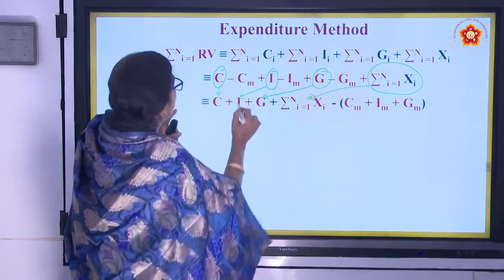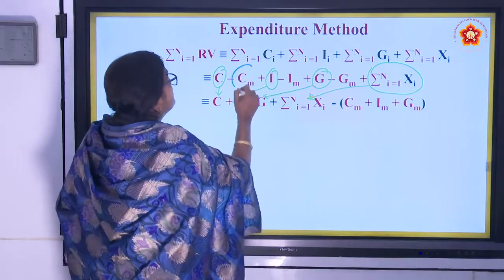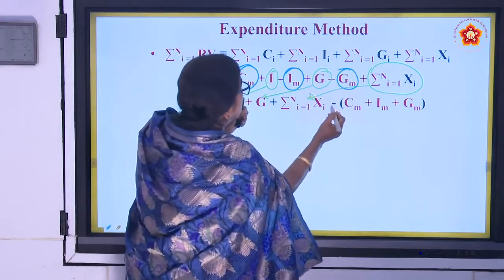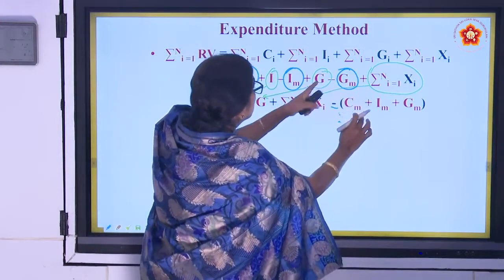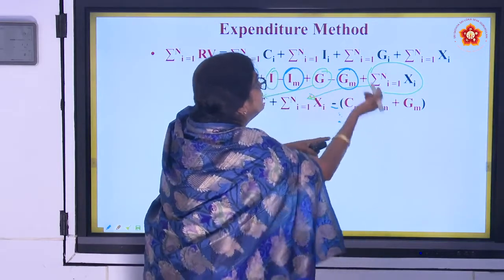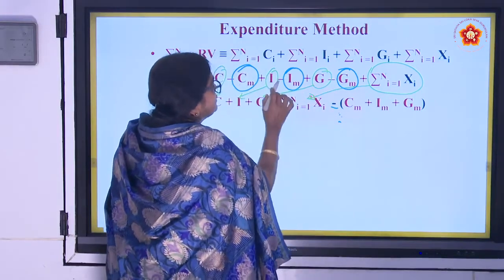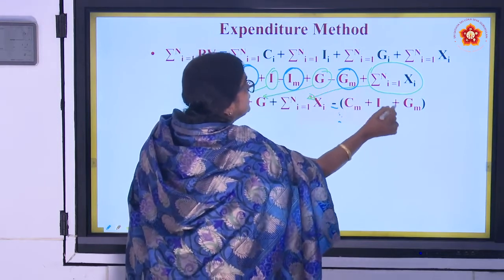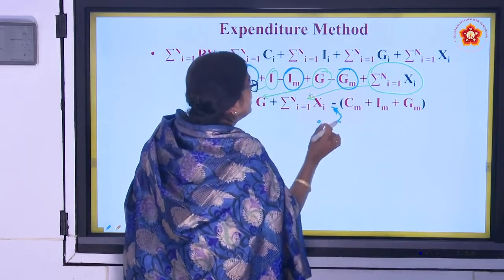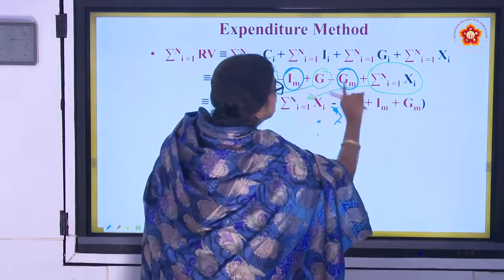Now, what is remaining? This is remaining: CM, IM, GM is remaining. Therefore, put the minus here, and take minus CM. This is again minus GM. Therefore, you put plus. Minus plus will become minus GM, and minus IM, because this is minus. Therefore, within the bracket you put plus IM and minus CM, again within the bracket you put plus GM. When you multiply, what will happen? Minus CM, minus into plus, minus IM, minus into plus, minus GM.